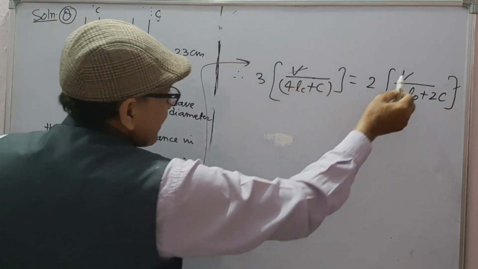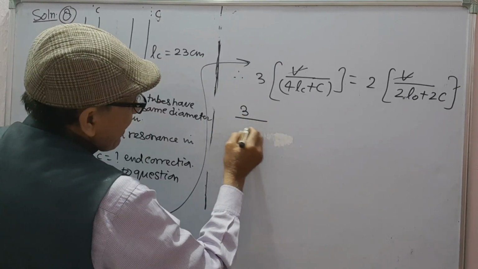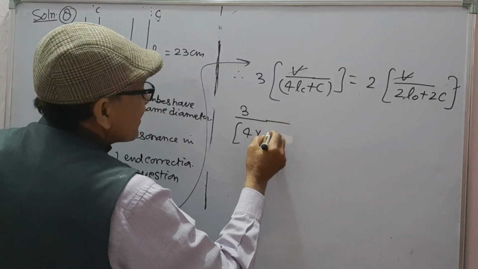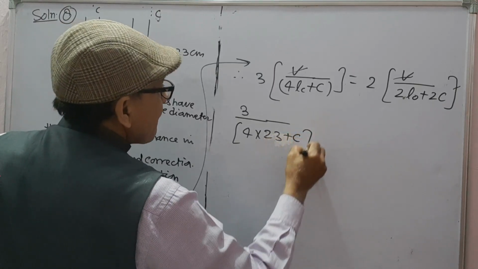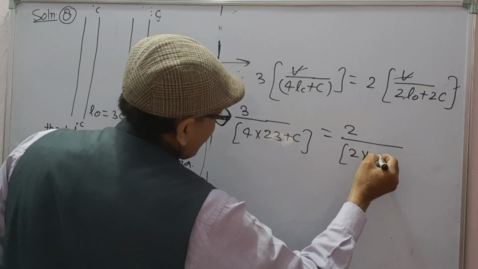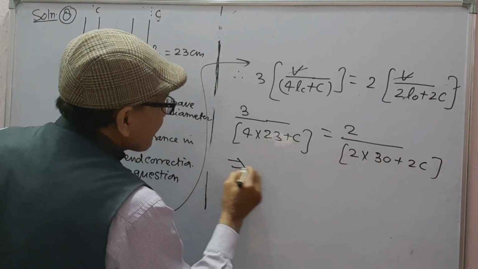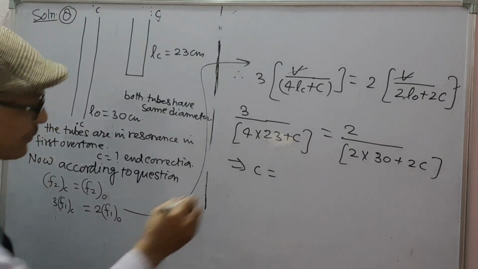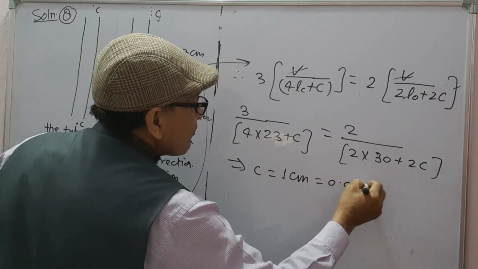So velocity gets cancelled, and putting the values we get 3 upon 4 into L closed means 23 plus end correction is equal to 2 upon 2 into L open is 30 plus 2 C. On simplification we get C is equal to 1 cm, which is 0.01 meter.